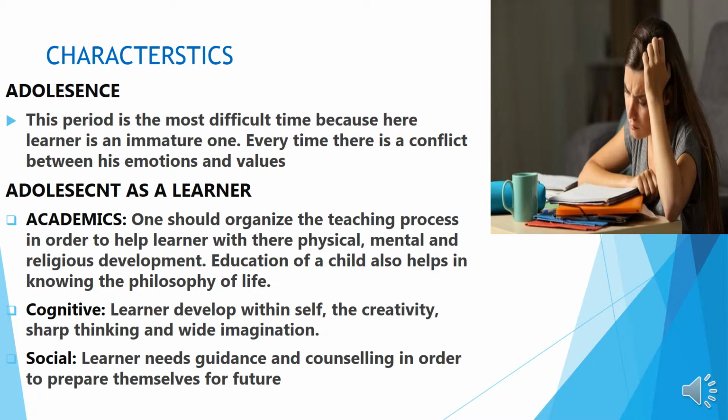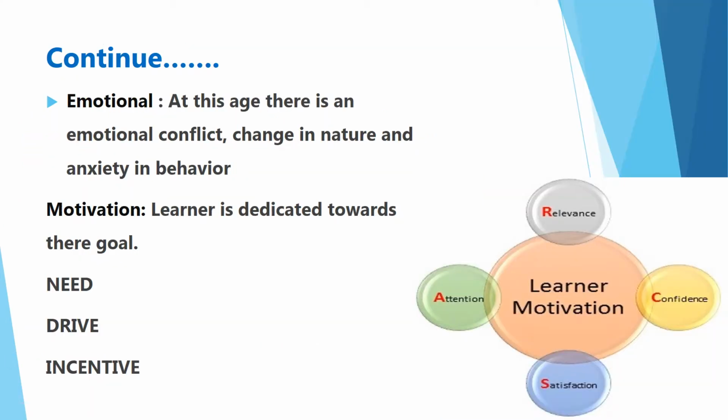Now moving ahead with other characteristics, that is emotional development. At this age, there is an emotional conflict. That means change in behavior and anxiety in behavior. When we talk about the emotions, because they are growing up and there is a continuous conflict, as I told you, कि क्या सही है क्या गलत है, और बिहेवियर में चेंज के साथ साथ नेचर में भी चेंज आता है. कुछ स्टूडेंट्स होते हैं स्टार्टिंग में, they are very enthusiastic, very passionate, and suddenly they become quiet. So everyone asks, what a change in nature.